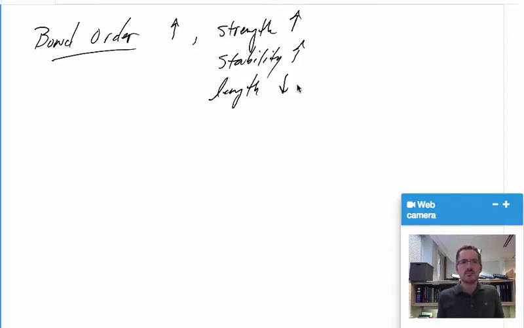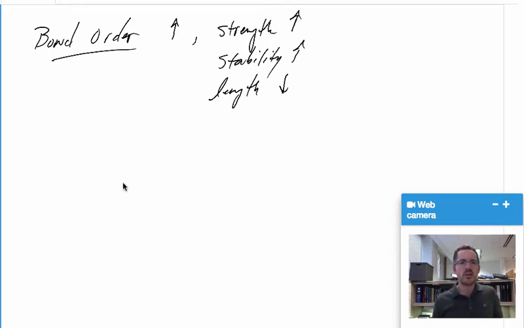Well, this makes sense because if I'm increasing my bond order, the highest bond order that I could have is going to be 3. So 3 is a triple bond. If I drop down to 2, that's a double bond. My length is going to increase as I drop from 3 to 2, and that also means that my strength will decrease as well. I don't need to put as much energy to break a double bond as I would to break a triple bond. So this is the kind of behavior that we're looking for.